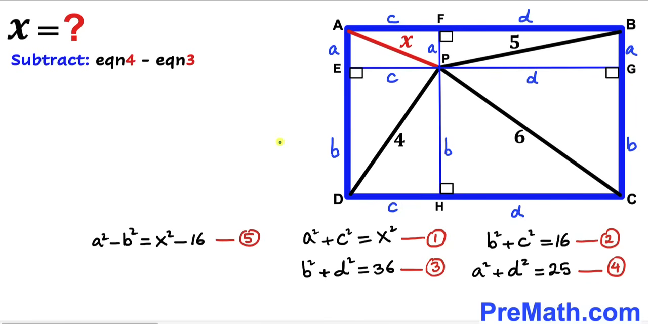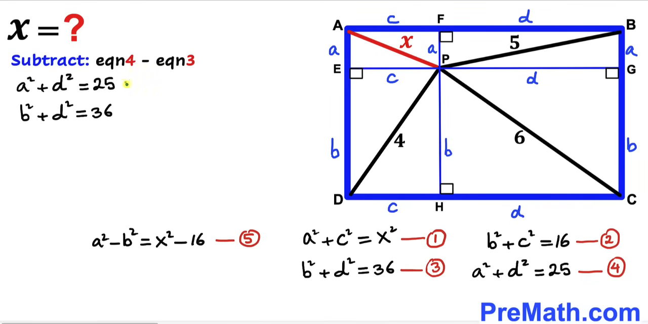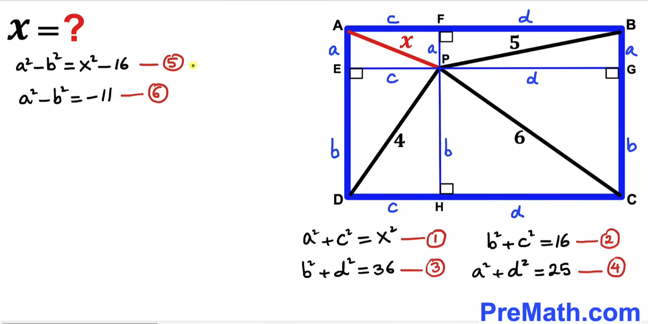In this next step, we are going to subtract equation 3 from equation 4. Here are our equation 4 and 3. Let's go ahead and subtract, so I'm going to change these signs over here. Here we can see this d square and negative d square, they are gone. So we end up with a square minus b square is equal to negative 11. I'm going to name this one as our equation number 6. So thus we end up with equation 5 and equation 6.